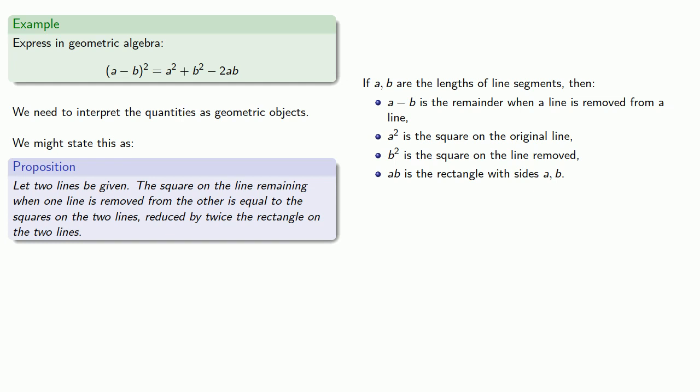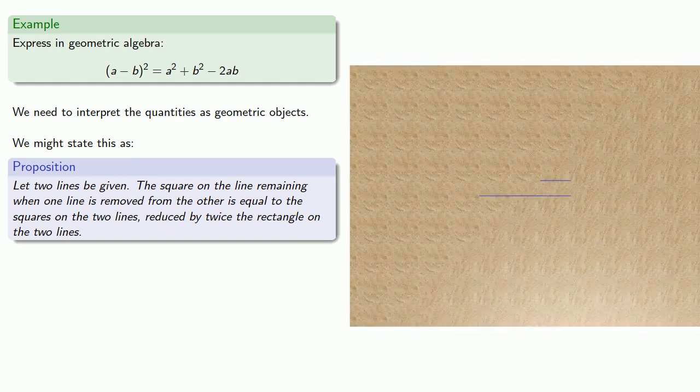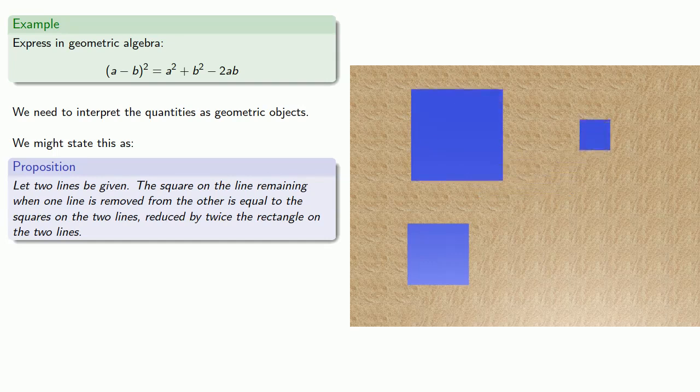The real problem occurs when you try to draw a picture. If we try to draw that picture, we have a line, we have another line, but we want to remove one line from the other. So here's our line remaining, and we want to take a look at the square on the line remaining. It's supposed to be equal to the squares on the two lines. And now for the complicated part, we're going to reduce these two squares by twice the rectangle on the two lines. So we need to remove these two rectangles. And while it's possible to see how that can be done, maybe there's a better way.